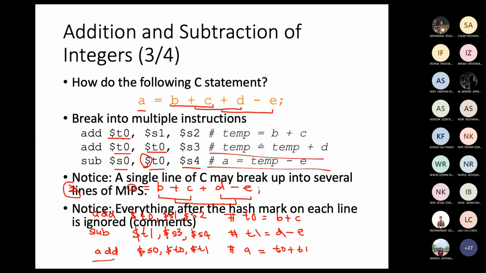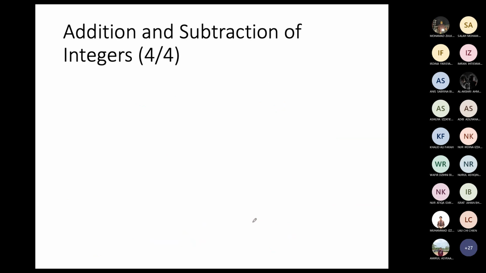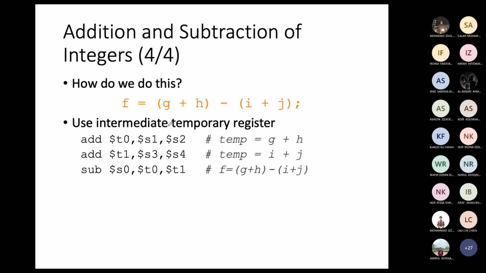So because we have a hashtag here, they were treated as a comment. Right, and then how do we do this? Since we have a bracket, you know which instruction needs to be prioritized. So we can use intermediate temporary registers to operate the first bracket.